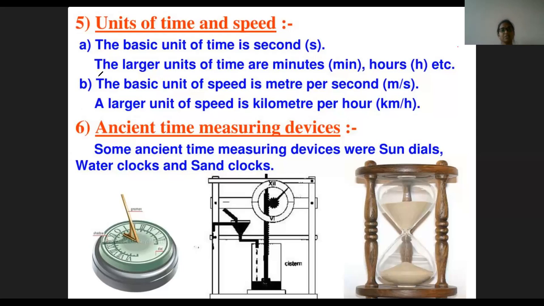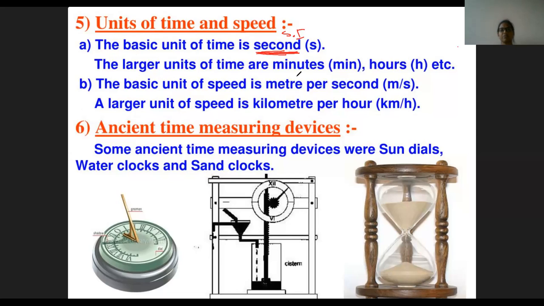Now we'll see the units of time and speed. Here, how do you measure time? Time is a fundamental unit. You measure time in seconds: 1 second, 2 seconds. This is the basic or SI unit, also called the fundamental unit of time. So time you measure using seconds.